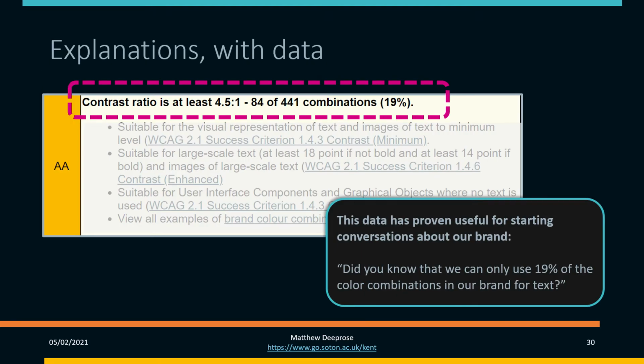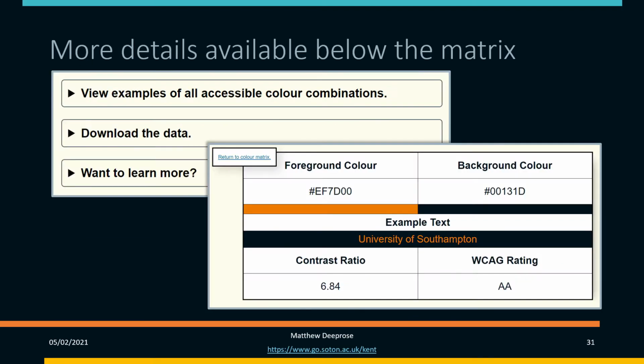I was also able to sneak in some details automatically using the script, which have proven to be good conversation starters. Like, did you know that only 19% of the color combinations in our brand are suitable for the presentation of text? I'm sure if we were to revisit our brand or create a new one, we would want to make that higher, wouldn't we?